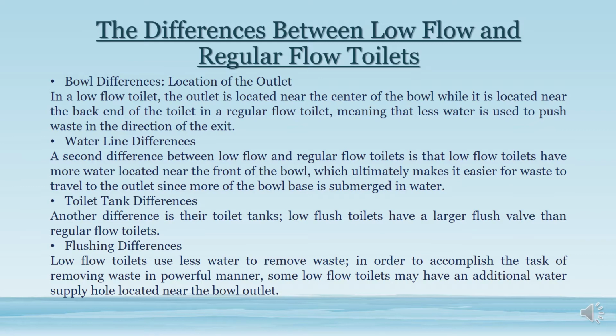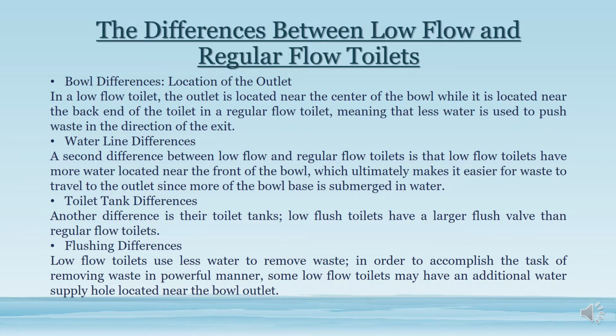Water line differences. The second difference between low-flow and regular flow toilets is that low-flow toilets have more water located near the front of the bowl, which ultimately makes it easier for waste to travel to the outlet since more of the bowl base is submerged in water.